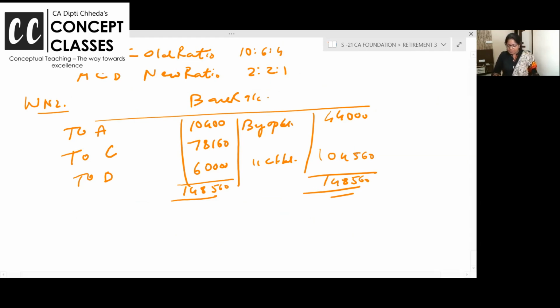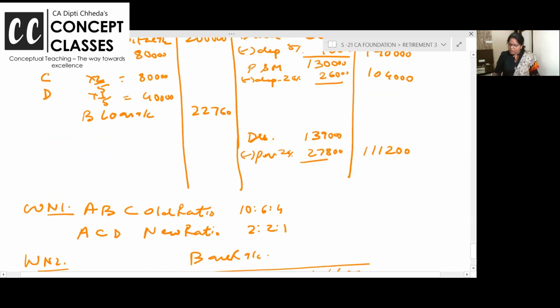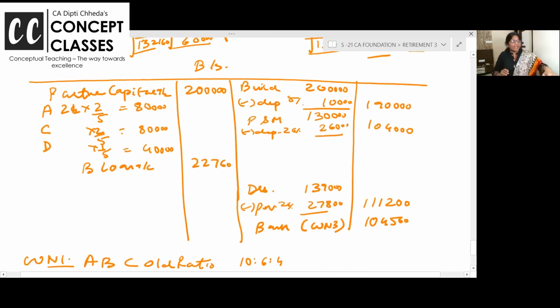Bank account. 148,560 is the total, and opening balance on this side is overdraft 44. वो भी खत्म करो, and closing balance is coming routine 104,560. Bank balance working note 3. चलो, check the opening balance sheet and copy the remaining figures.